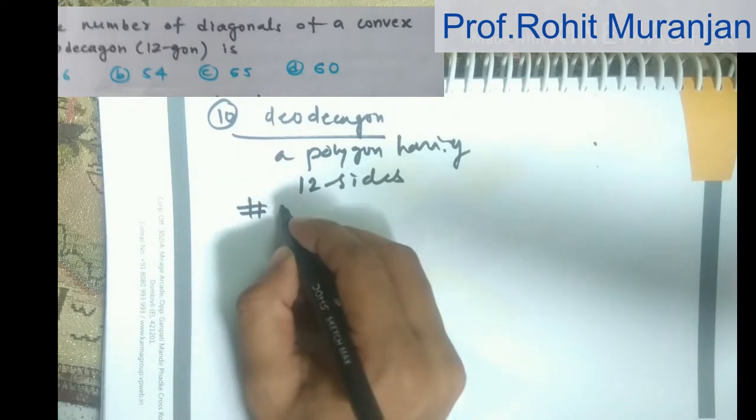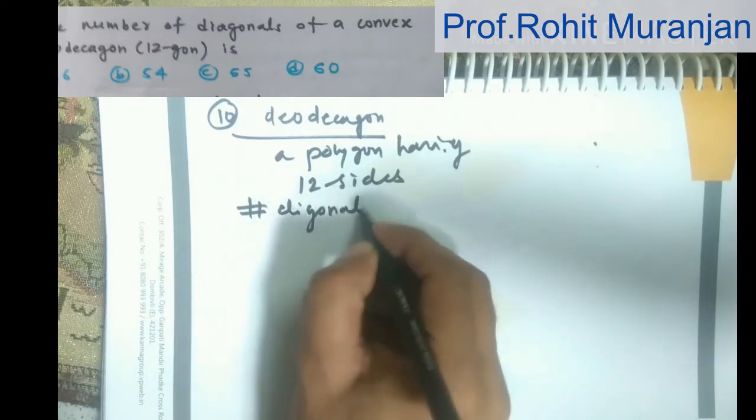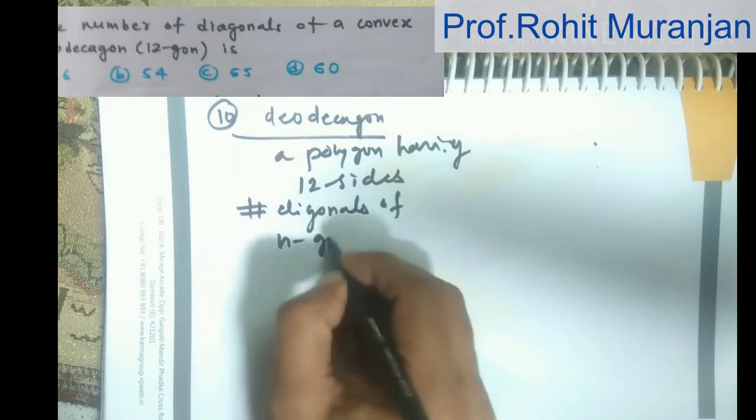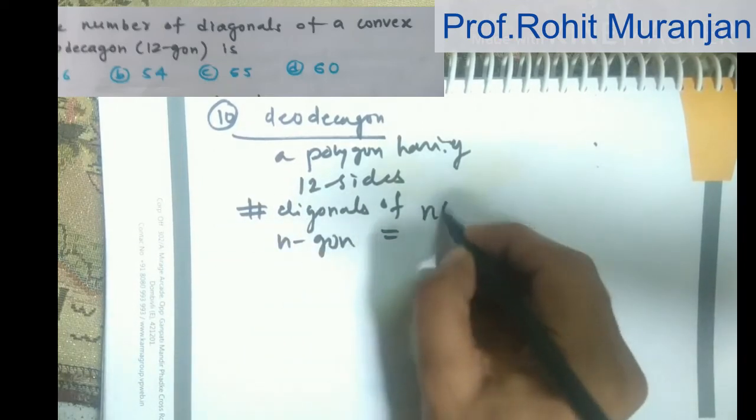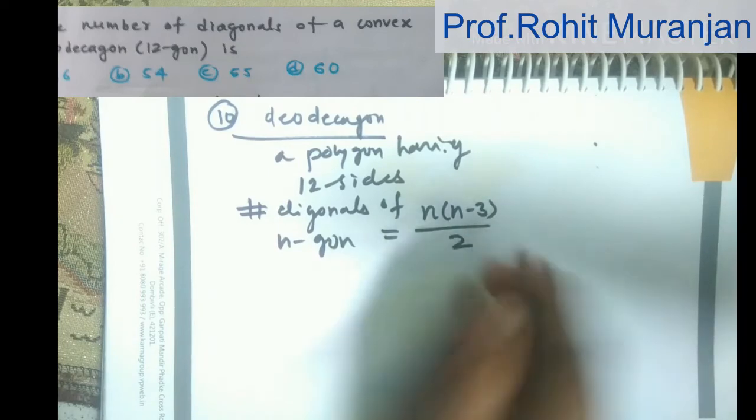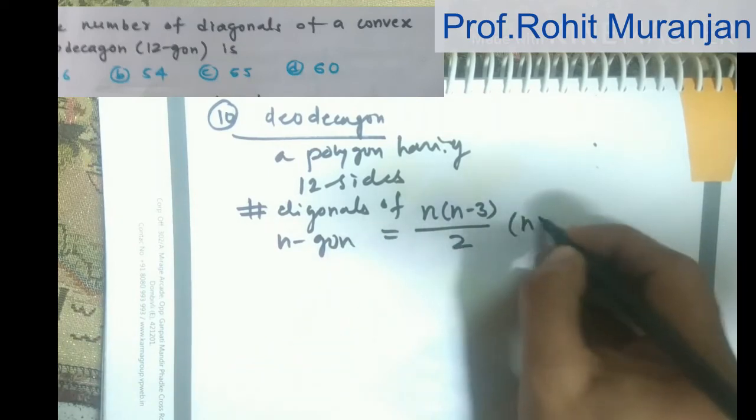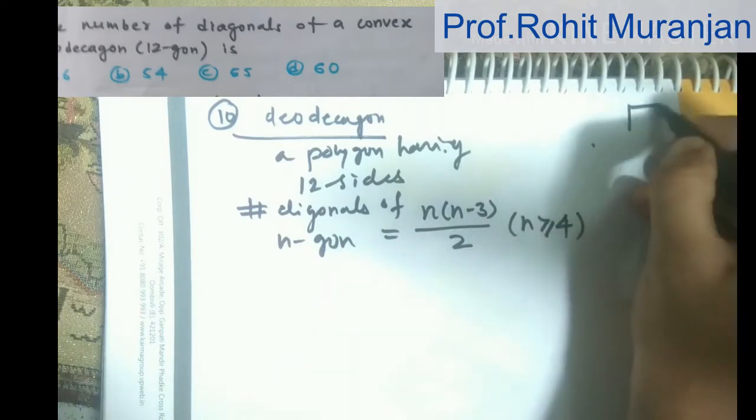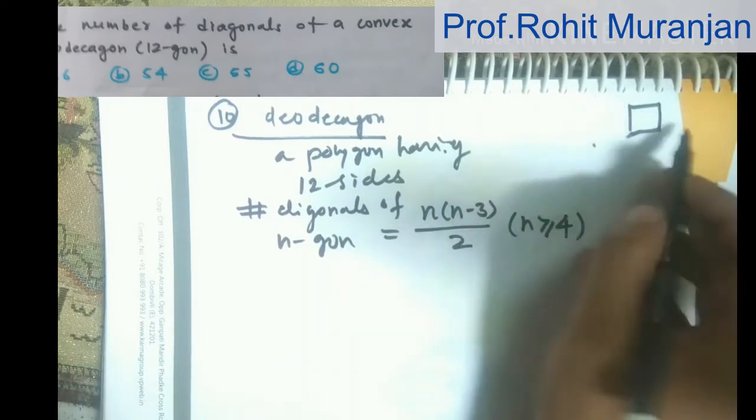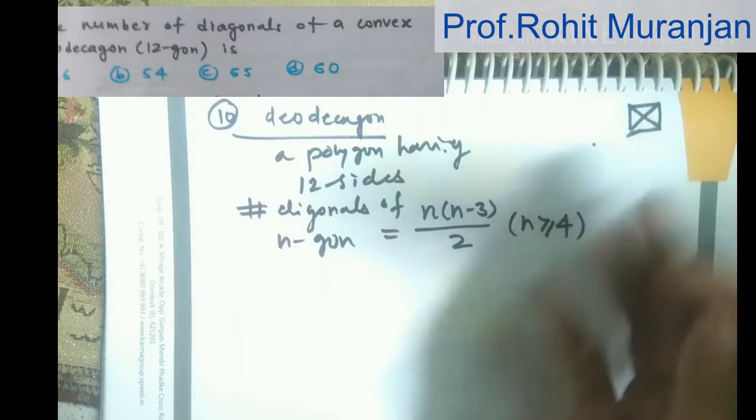So this is the formula: the number of diagonals of an n-gon. N-gon means what? A regular polygon having n sides. So this is the formula you must remember: n times (n minus 3) by 2. You can verify, and this formula works only for n greater than or equal to 3. We can verify. Suppose I take any square, okay, so how many diagonals are there? Obviously 1 and 2, so 2 diagonals there.